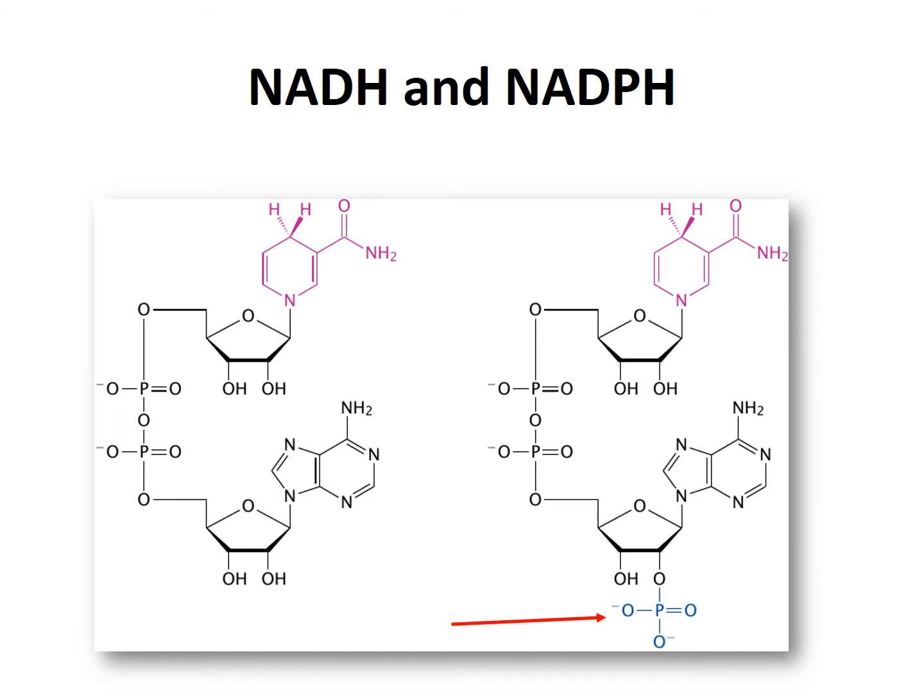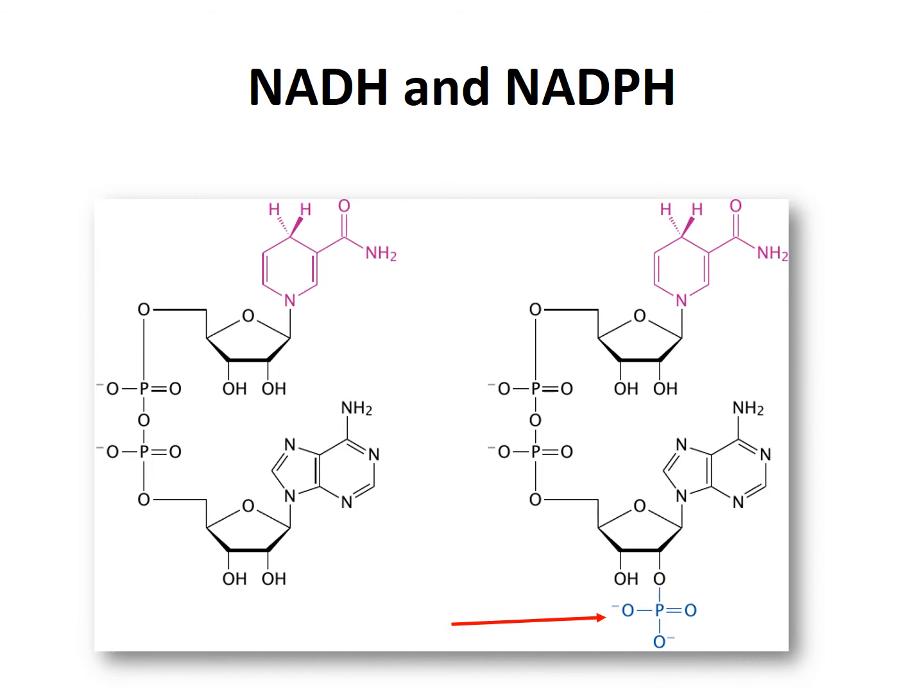So here are NADH and NADPH. Very similar structures, as you can see. They differ just by that phosphate group. Why do we even have 2 molecules? Because they're used in different parts of our metabolism.